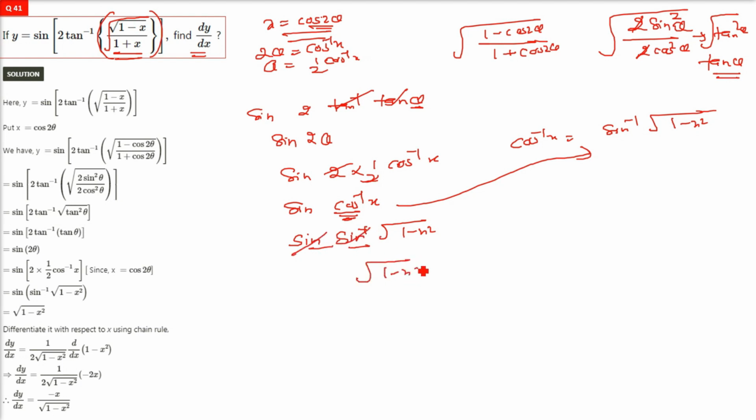Okay. Now, what do we get here? Under root 1 minus x square. So you have to differentiate this.